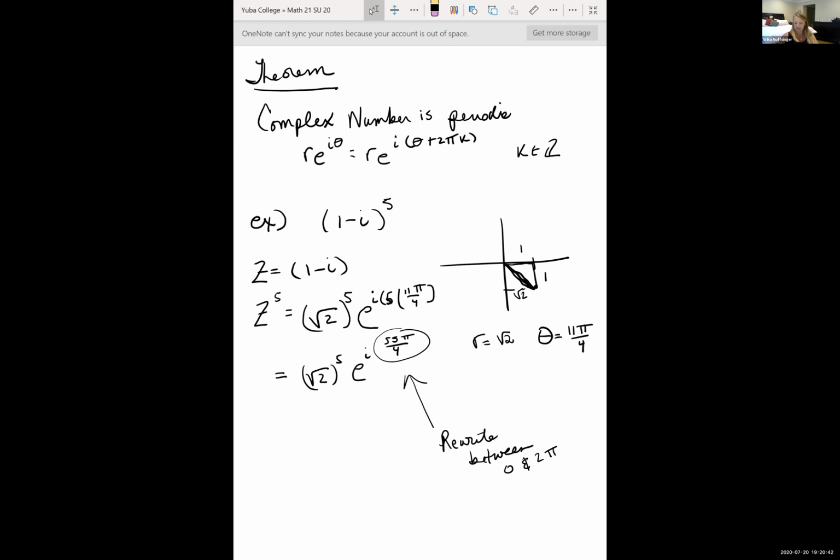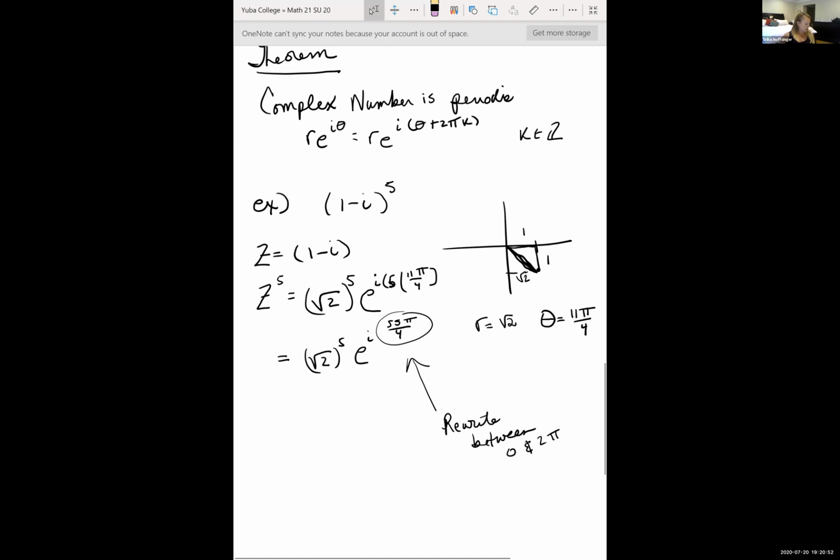The other thing with this section though is finding roots. So having equations and then using this to find the zeros of polynomials. Okay. So let me stop.